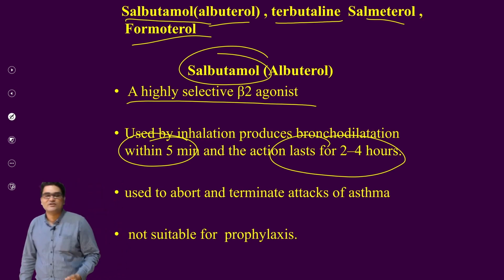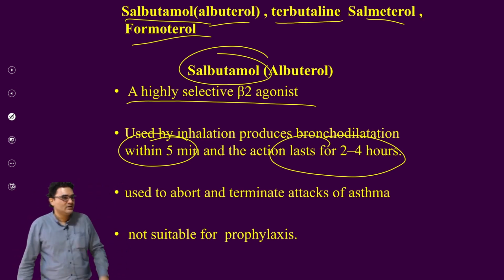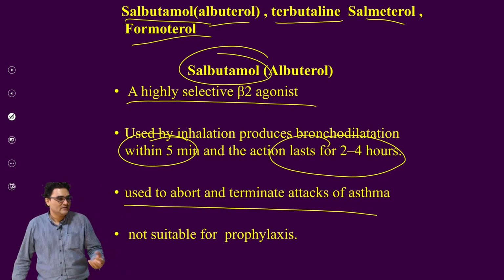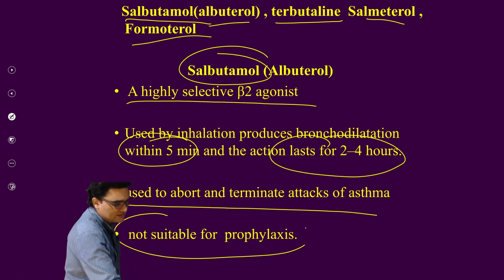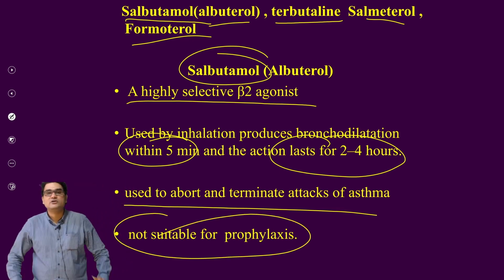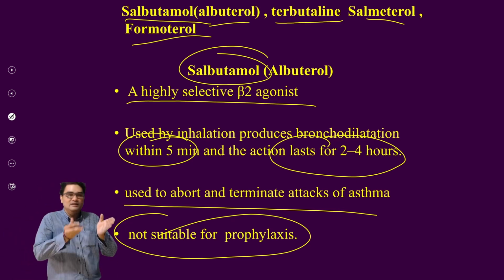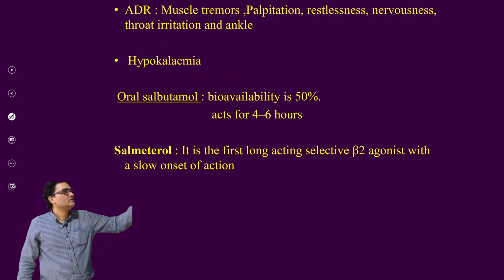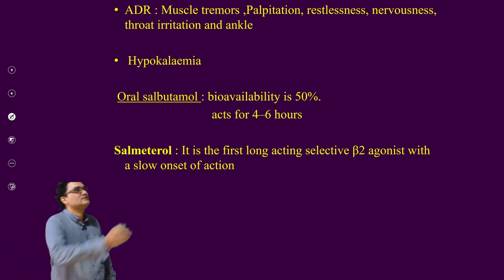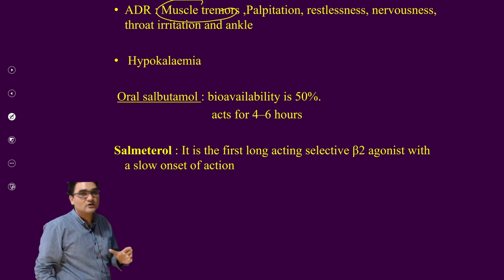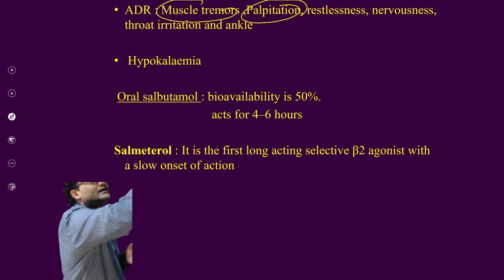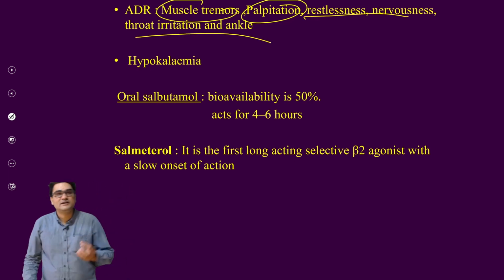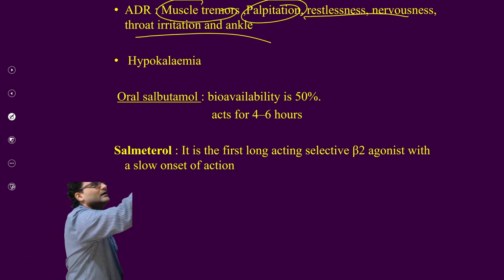So in an acute attack of asthma, you are going to use them. Used to abort and terminate an attack of asthma. Not suitable for prophylaxis, that is, if you are trying to prevent the attack in maintenance therapy, it is not the specific drug. Adverse reactions: muscle tremors, palpitation, increased heart rate, restlessness, nervousness, throat irritation and ankle edema.